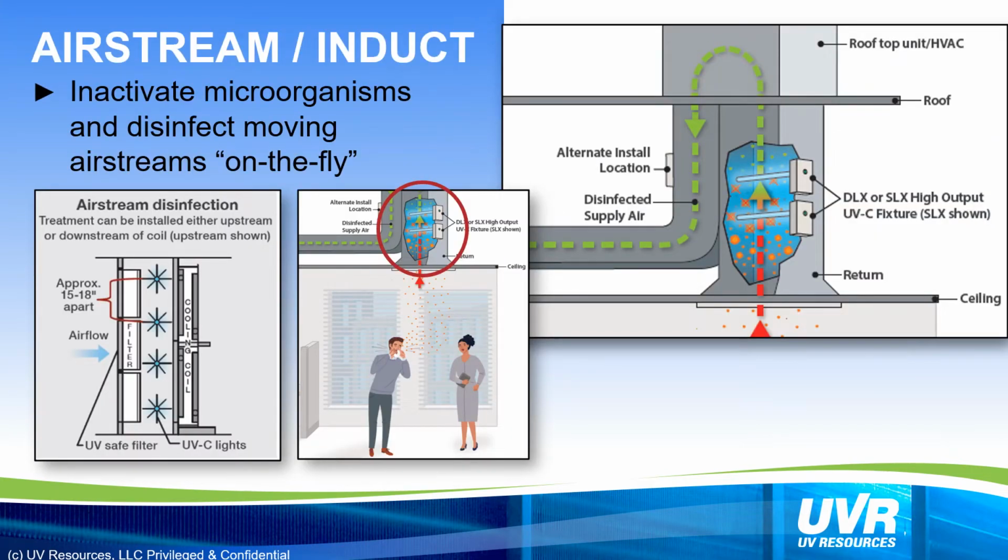UVC airstream fixtures, sometimes called in-duct disinfection, are installed in air handling unit plenums or in HVAC ductwork to inactivate microorganisms on the fly as well as on HVAC surfaces. A UVC in-duct system reduces airborne pathogens on each HVAC cycle, which can disinfect a room's total air volume several times each hour. Typically, these systems run year-round or during all HVAC operation cycles.